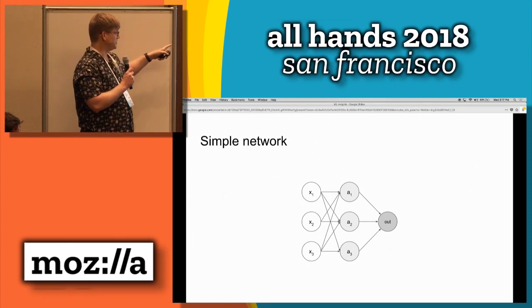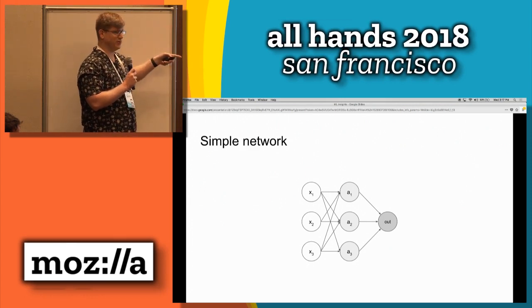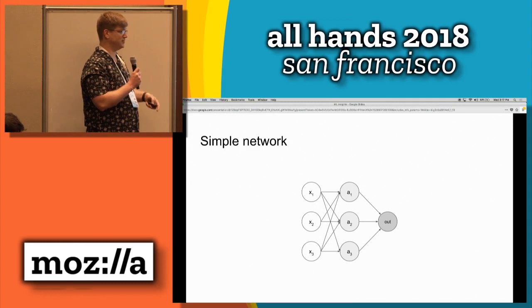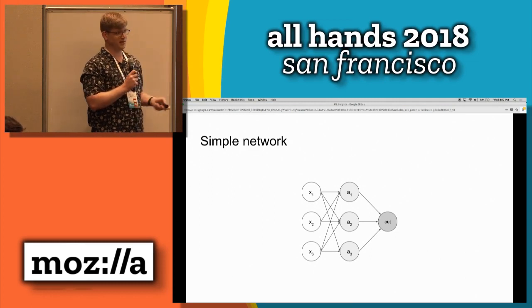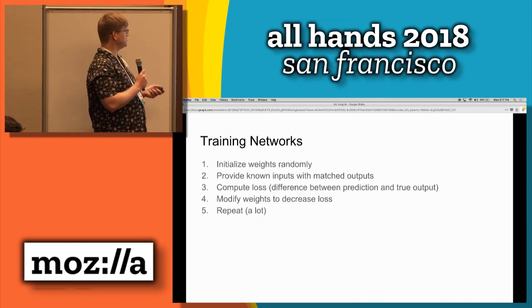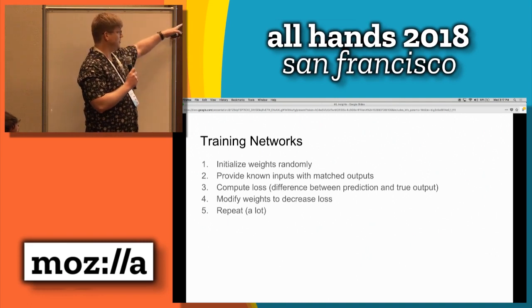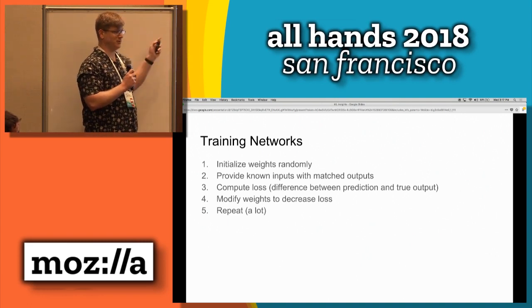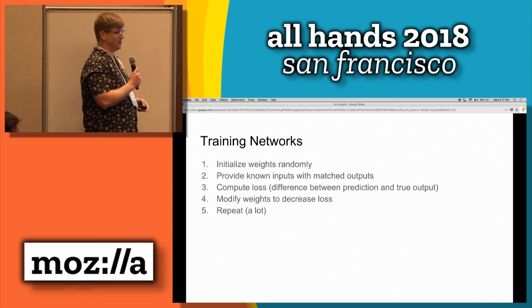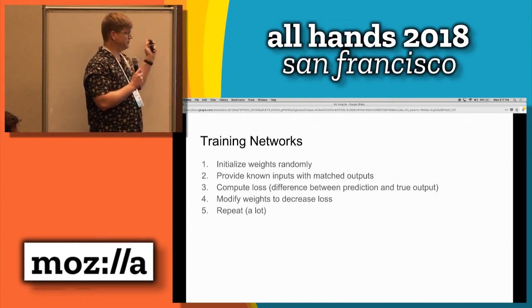Then you take your input, where you know the values of X1, X2, and X3 for your problem, and you know what the output is supposed to be, and you just run this through the network. So for training, you initialize all those weights completely randomly, so you're going to get nonsense answers, for example. You tell it what the inputs and outputs are.